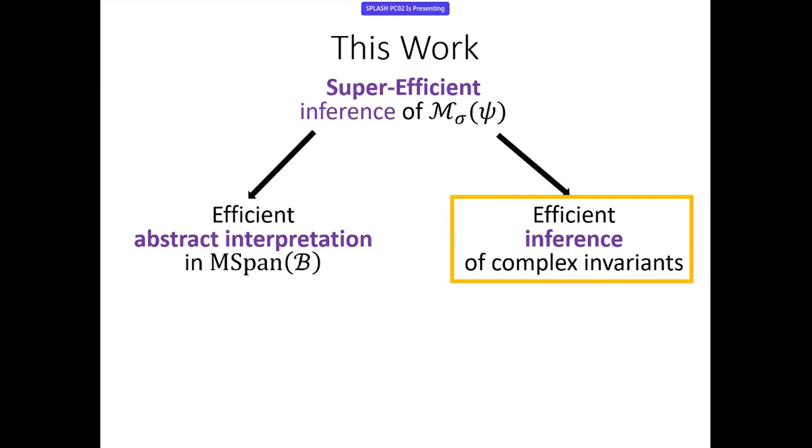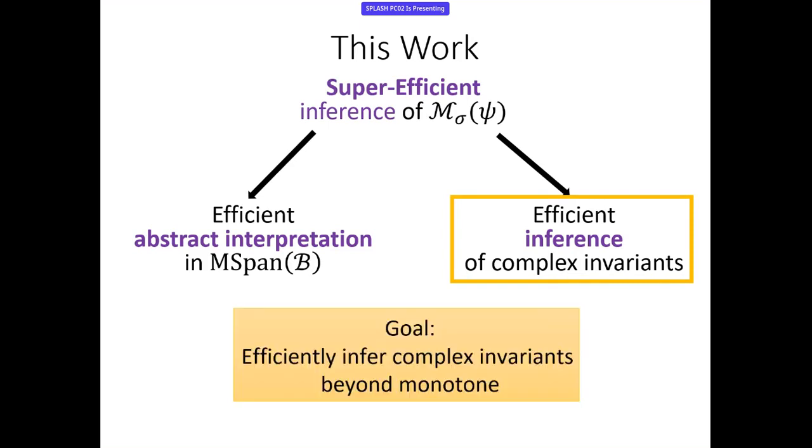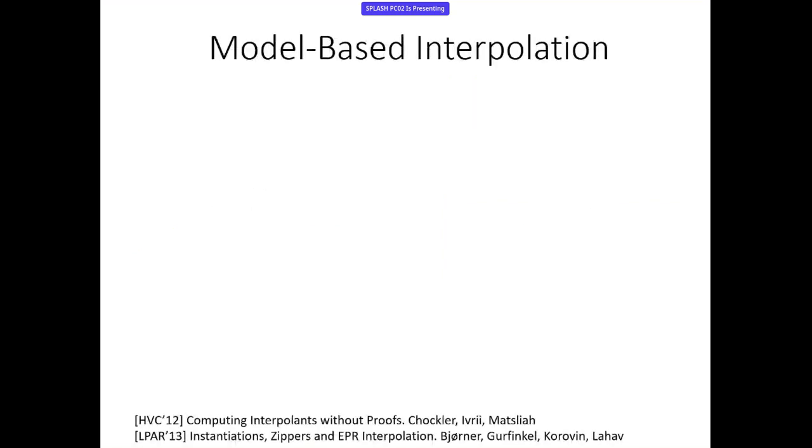So I'm going to spend most of my time talking about this part and say a few words about abstract interpretation towards the end of the talk. So our goal now is to efficiently infer invariants that have rich and complex syntactic forms beyond monotone invariants. So I'm going to show you the algorithm with the best complexity guarantees we previously had. Then I'm going to show you our algorithm and how it improves on this complexity analysis.